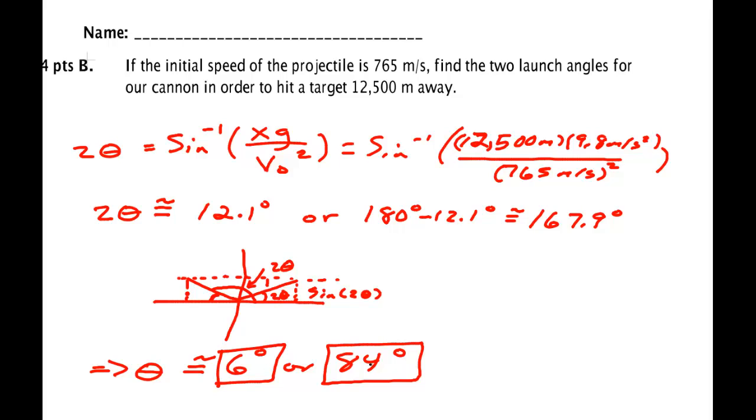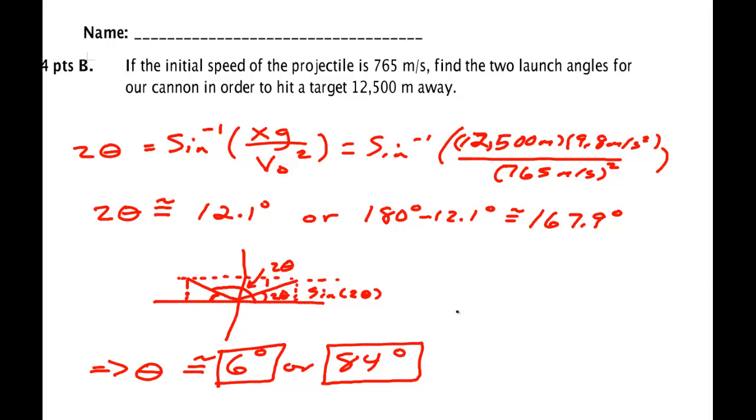Notice that these two always add up to 90 degrees. That's because when you divide these two, this becomes a 6, and the 180 divided by 2 becomes 90. Now, if the angle is 45, you get two answers, but they're both 45, because 45 plus 45 equals 90.